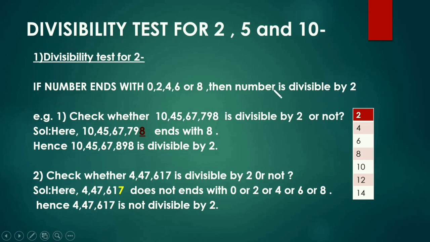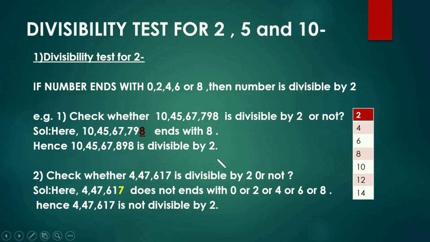Just consider the example here. Example first is that check whether 10 crore 45 lakh 67,798 is divisible by 2 or not. So what is the divisibility test for 2 here? Divisibility test of 2 says that when a number ends with 0, 2, 4, 8 or 6, then the number is divisible by 2. Here the number ends with 8. So I can easily say that the number is divisible by 2.